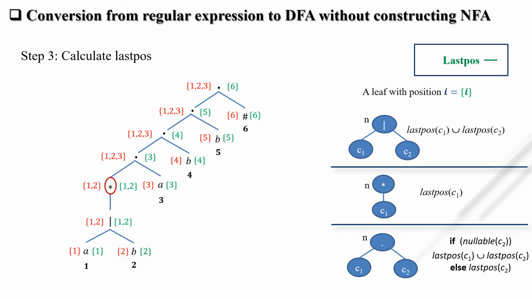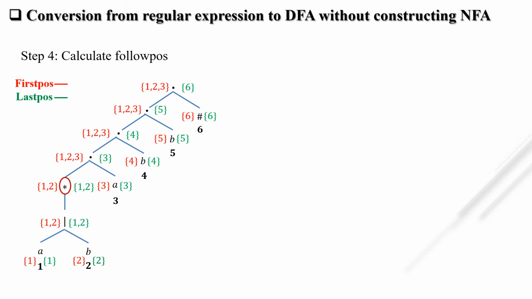So here we find the first position and last position. If you find this first position and last position, then you can easily find the follow position. So let's see how to find this follow position. To find the follow position, we have to only concentrate on the concatenation symbol and nullable symbol. We are neglecting the OR symbol or any other operator. We only concentrate on the nullable symbol and concatenation symbol.